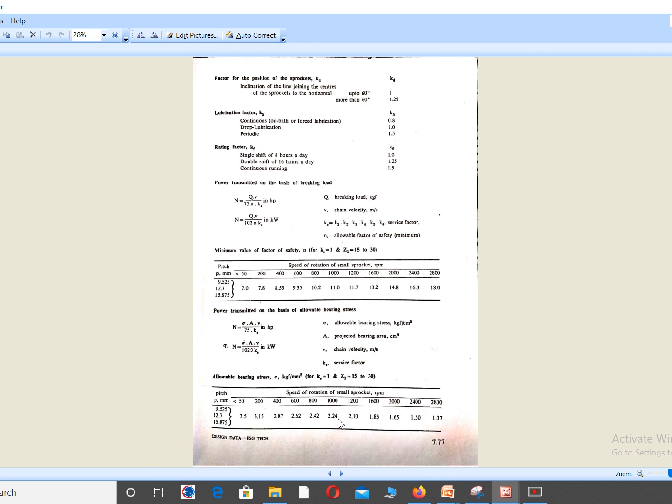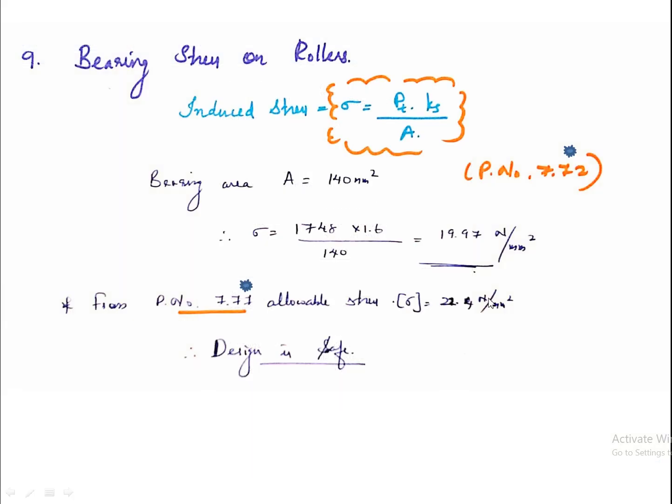Now since the rotation is around 1000, the stress must be 2.24 kgf per mm square, right? The allowable stress is 2.24 kgf per millimeter square or 22.4 newton per mm square. Okay, so the allowable stress from the table is 22.4 newton per mm square as per the given conditions. Okay, now you can see if you compare these two values, the induced stress is less than the allowable stress. Again, this makes the design safe.